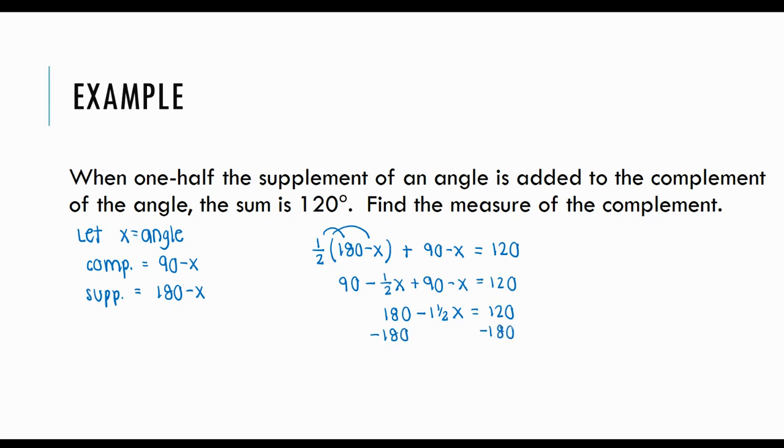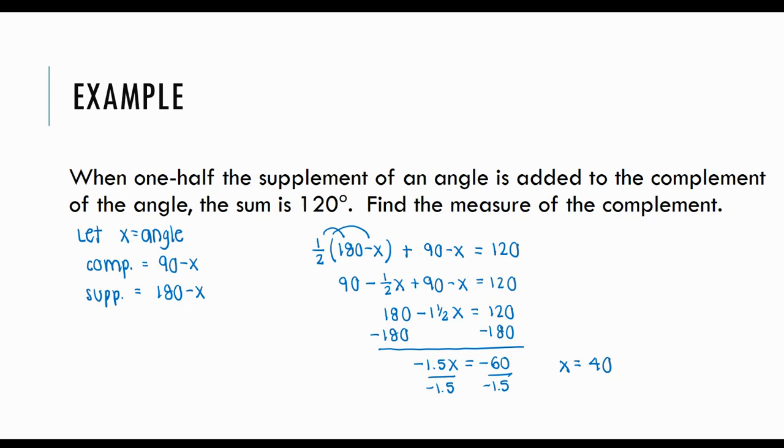I'm going to move the 180 over to the other side. So we'll have negative 1.5x, and that's going to equal negative 60. So I'm going to divide by negative 1.5, and that's going to give me my value. So let me get my calculator. So if we have negative 60 divided by negative 1.5, that tells us that x is now positive, it's 40. So my angle is 40 degrees.